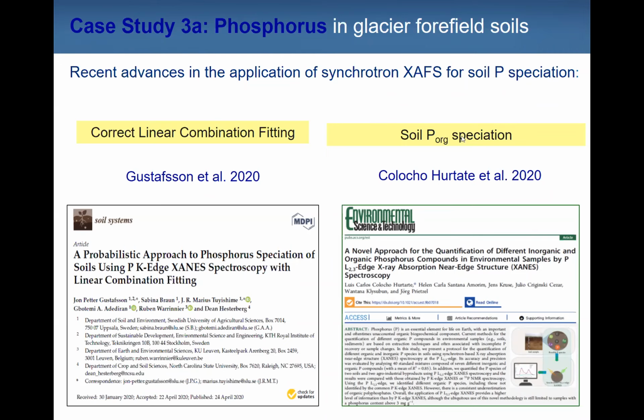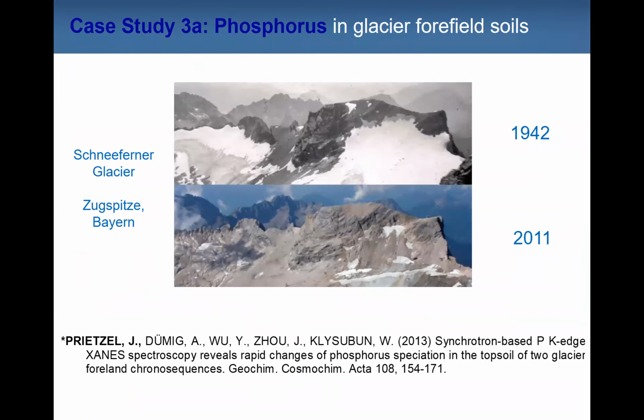Okay, so there's progress in soil phosphorus speciation by XANES spectroscopy. And now I'll give you 2 examples of what I did recently. First is an example which is related to a very unpleasant but increasingly regarded feature of our world, which is climate warming.